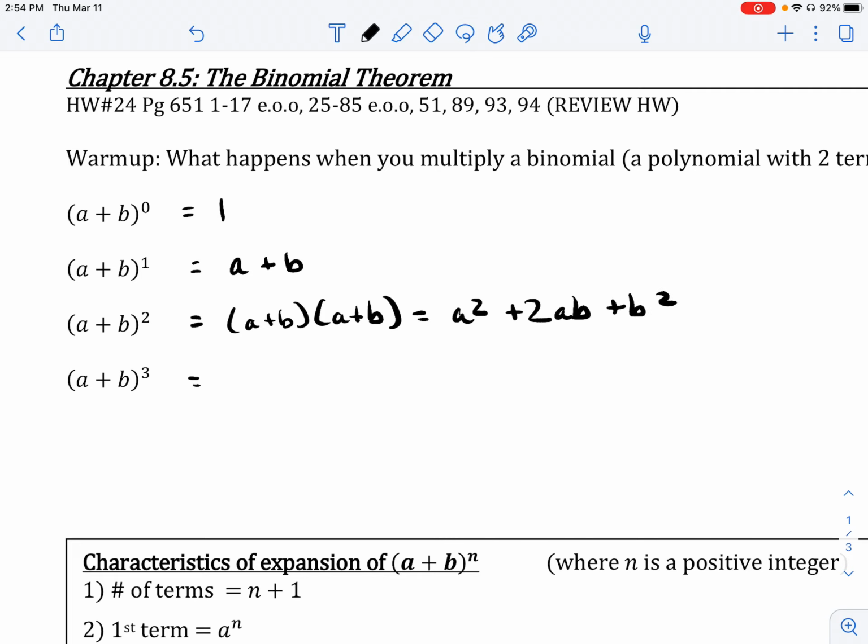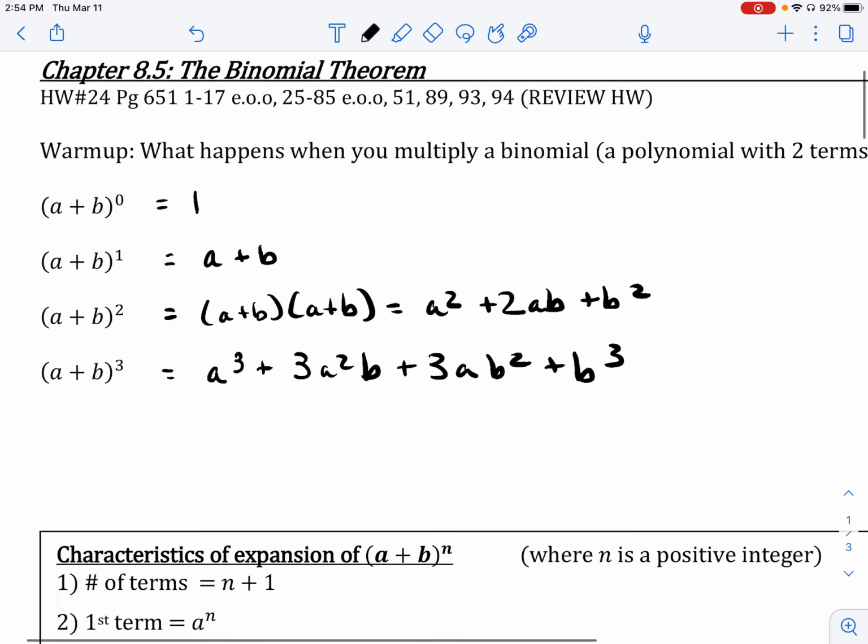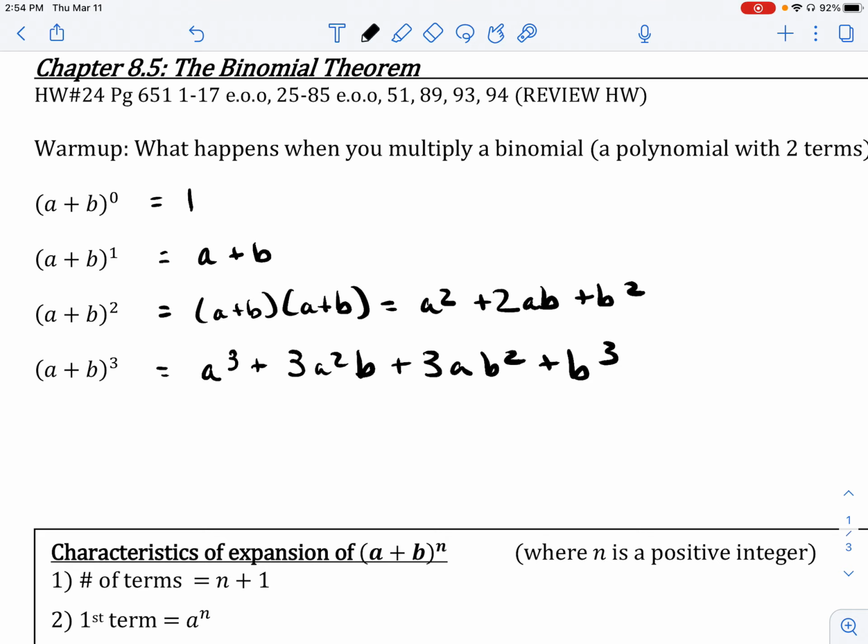Now, what about a plus b to the third power? We could take our previous value, so a plus b squared, and also multiply it by a plus b. In any case, you would get a cubed plus 3a squared b plus 3ab squared plus b cubed. Now, that's all pretty easy and pretty straightforward algebra.